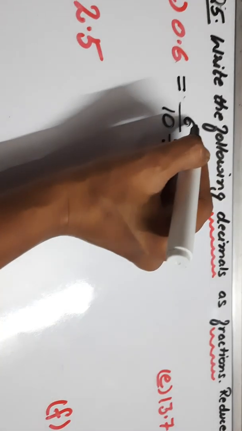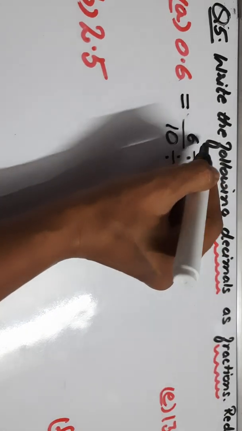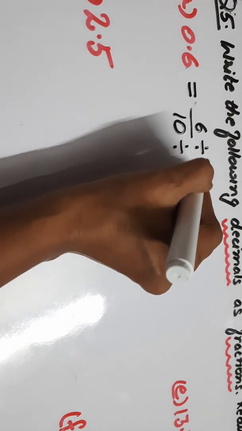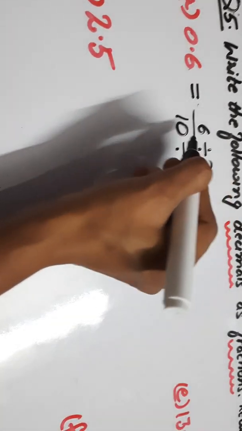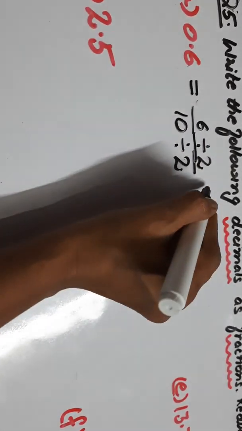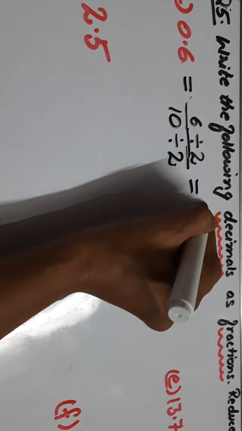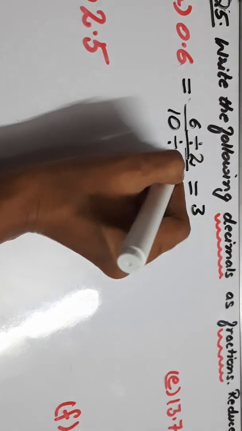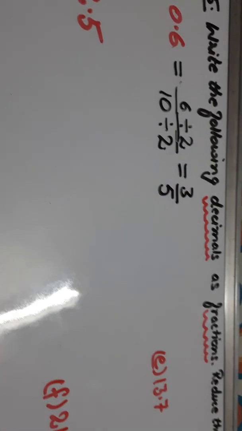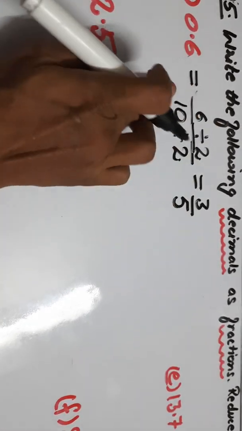Now check 6 and 10, that is numerator and denominator, both are the multiples of 2. Both come in the table of 2. So we will divide it by 2. We'll divide numerator and denominator by 2. So what do we get? When we'll divide 6 by 2, so what do we get? 3, and 10 divided by 2 will get 5, right? So we can do it in this form, or we can do it directly.